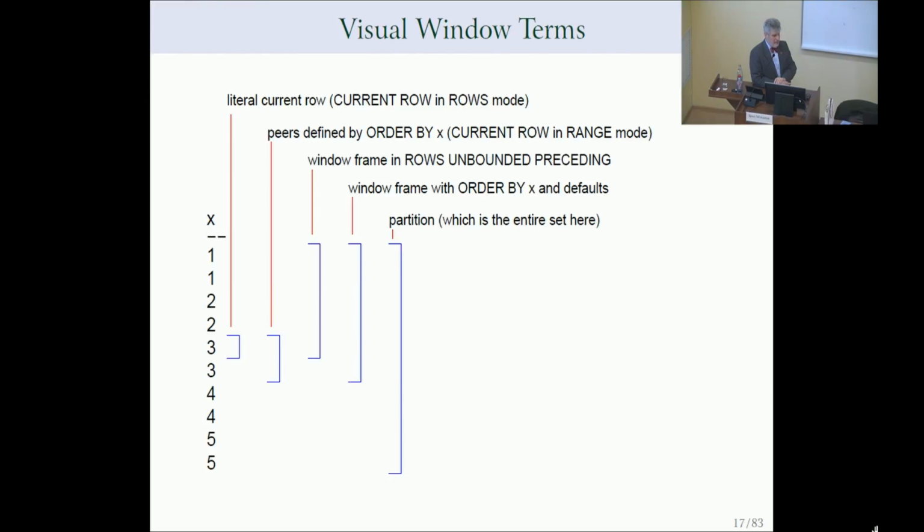Giving you a little graphic example, the first one on the left is the literal current row. The second one is the current row in range mode. The reason this is true is because you'll notice there are two 3s here, and the current row encompasses both this row and the next row because they both have the same row order number value. It could be from the beginning of the frame all the way to the literal current row, from the beginning of the frame all the way to the end of my peers, or it could be the entire partition.